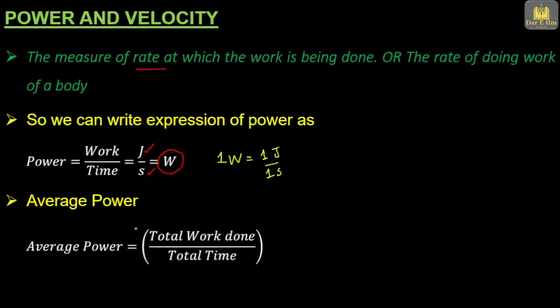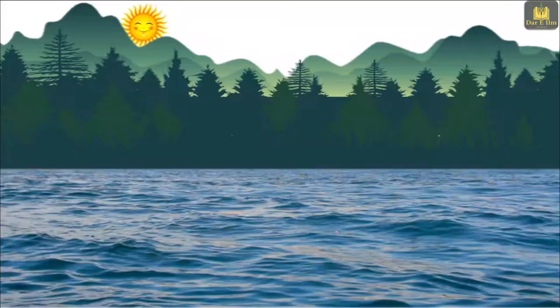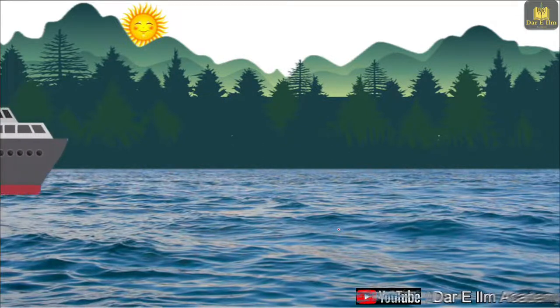Remember one thing, when the rate of doing work is different, then we introduce average power, which is the total amount of work done in total time. So we can write it as delta W over delta T. It is sometimes convenient to express power in terms of a constant force acting on an object moving at constant velocity. Let's see this animation.